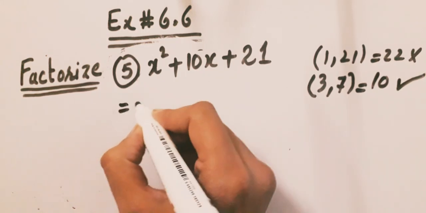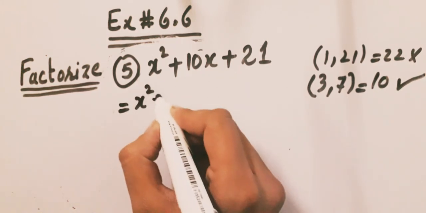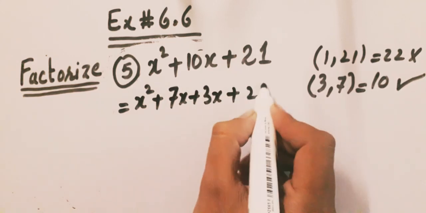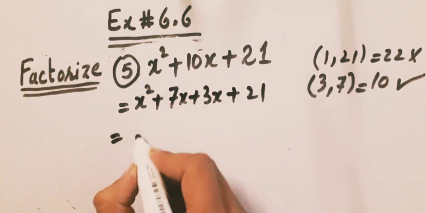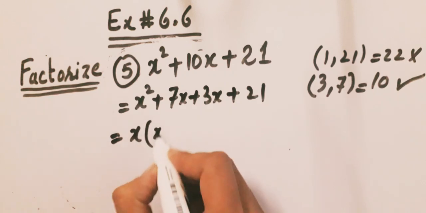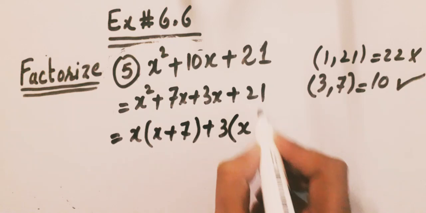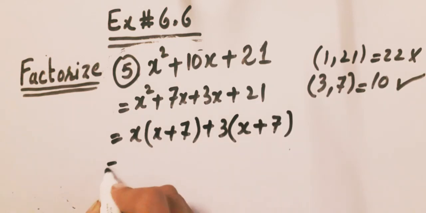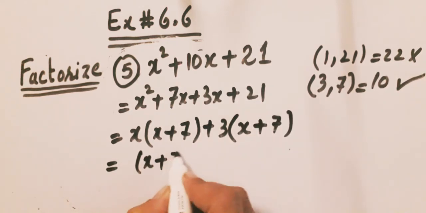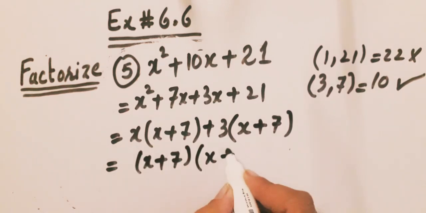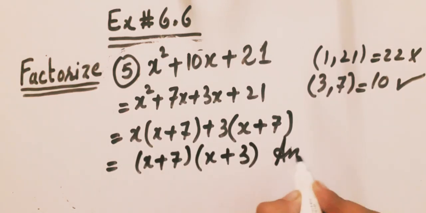So you will write x square plus 7x plus 3x plus 21. In these two terms you will take x as common, remaining is x plus 7, and plus 3 as common, remaining is x plus 7. So you will take x plus 7 as common and x plus 3. This is the answer. Now we will solve question number 6.